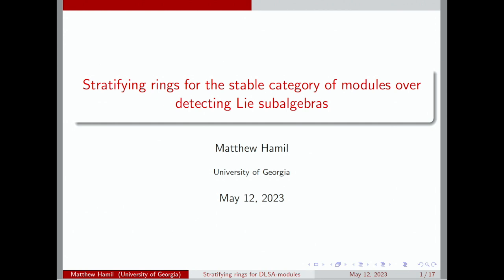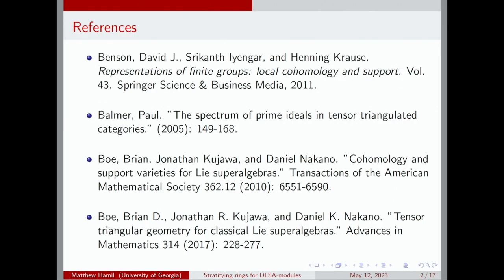So the first thing I have here is just a list of the references. In particular, I want to point out two that really inspired the work that I'm going to speak on. The first one is by Benson, Iyengar, and Krause on representations of finite groups, local cohomology, and support. And the second one that I want to highlight is the one by Boe, Kujawa, and Nakano called Tensor Triangular Geometry for Classical Superalgebras.